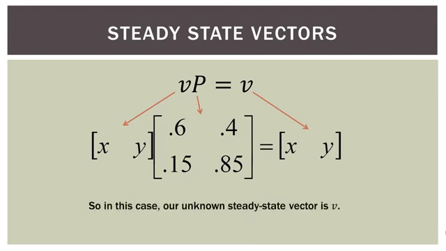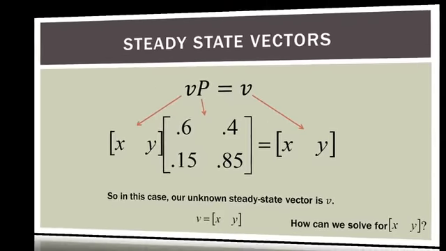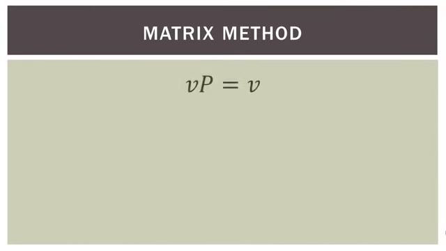So in this case, our unknown steady state vector is V. That's what we're solving for in this video. So how can we do that? Let's look at this equation again. Now we're going to use some simple algebra skills to actually get to the point where we can figure this out. So just follow along and you'll see, if you remember algebra, it should be pretty clear.